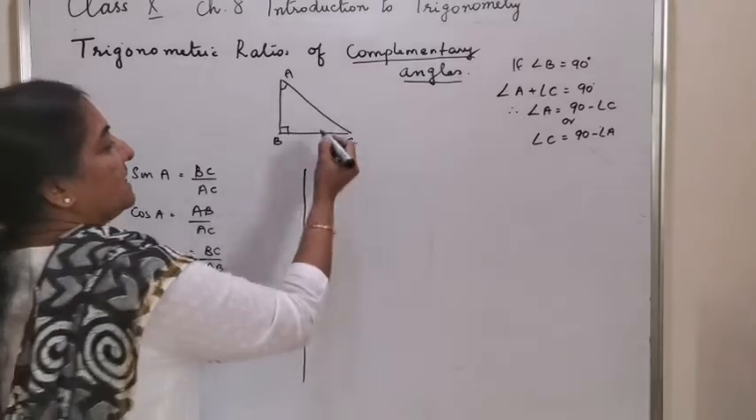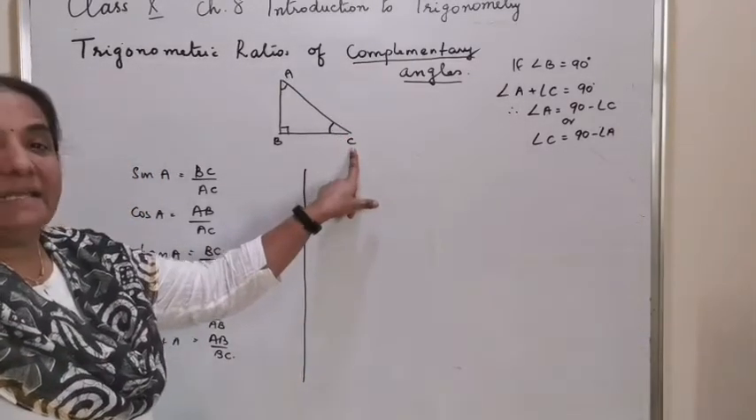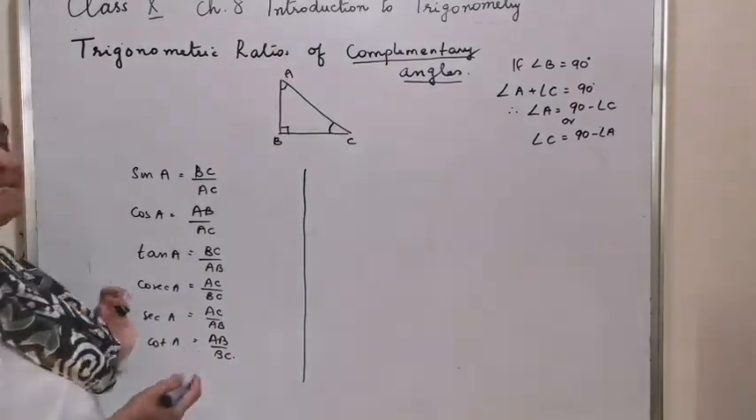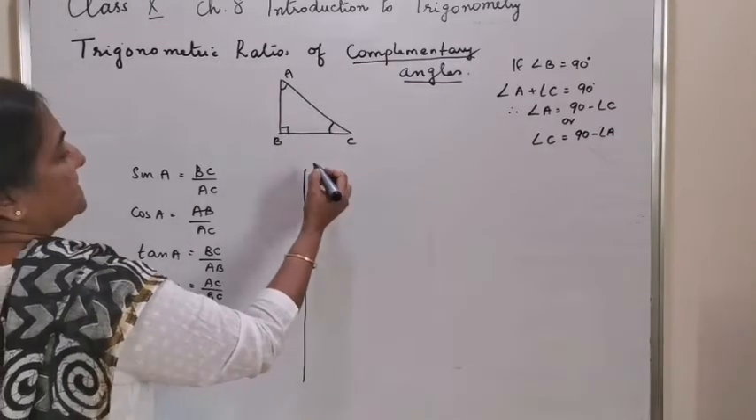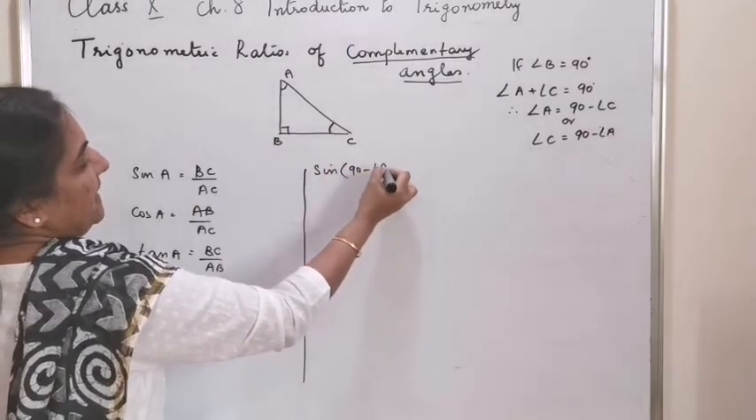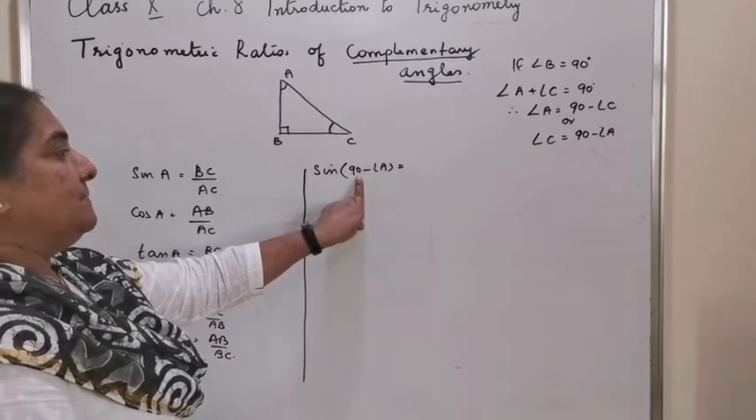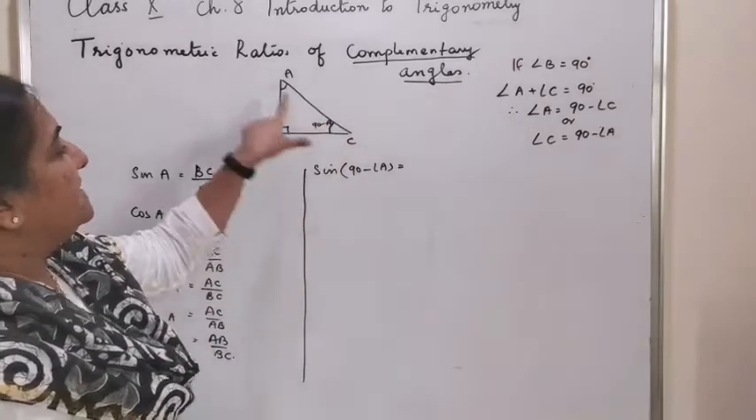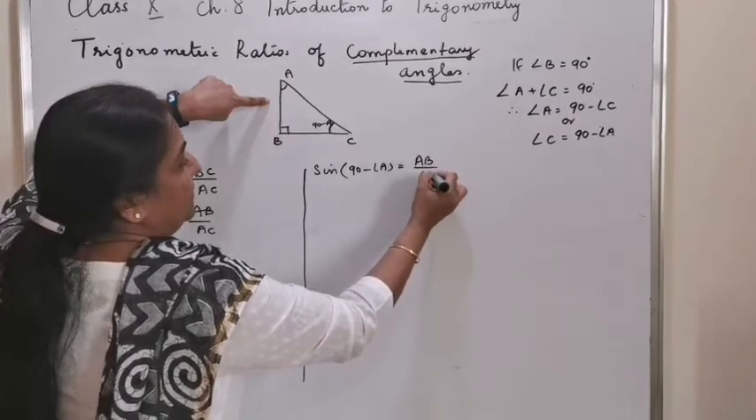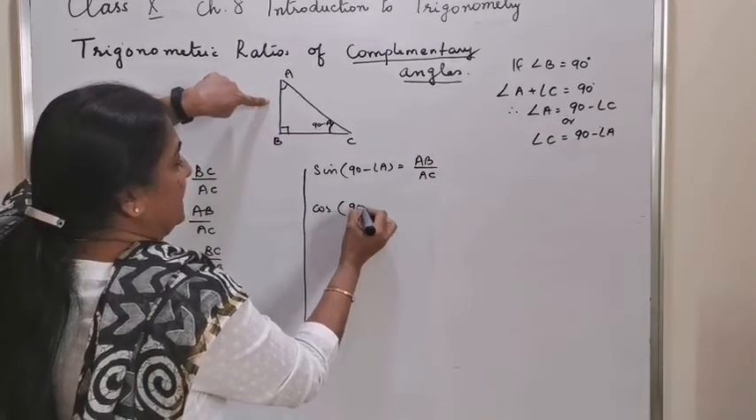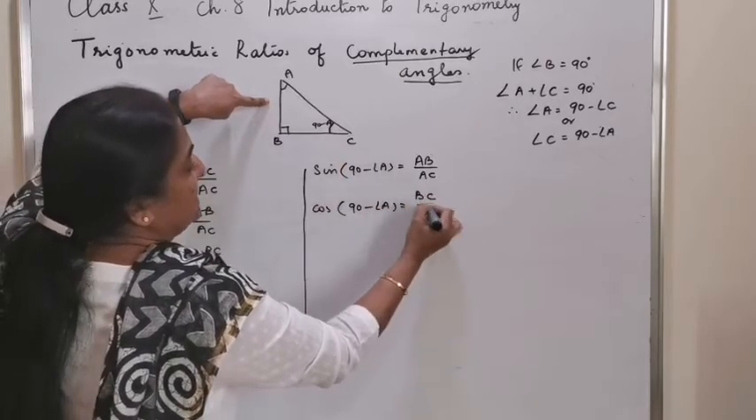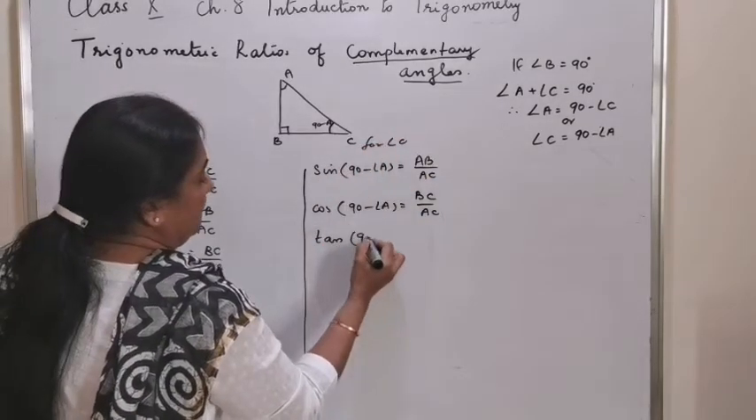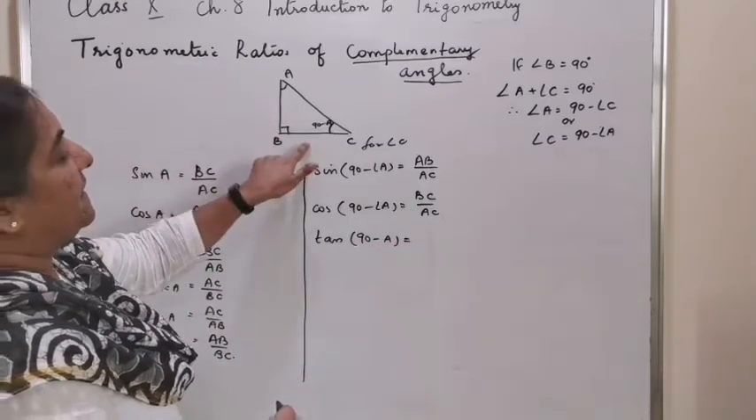Now, let's derive the trigonometric ratios of C, but let's call C as 90 minus A. So, let us call it sine 90 minus angle A. That means we are calling angle C as 90 minus A. Sine 90 minus A is opposite by hypotenuse. Then cos 90 minus A is the same as adjacent by hypotenuse. Tan 90 minus A is equal to opposite by adjacent.